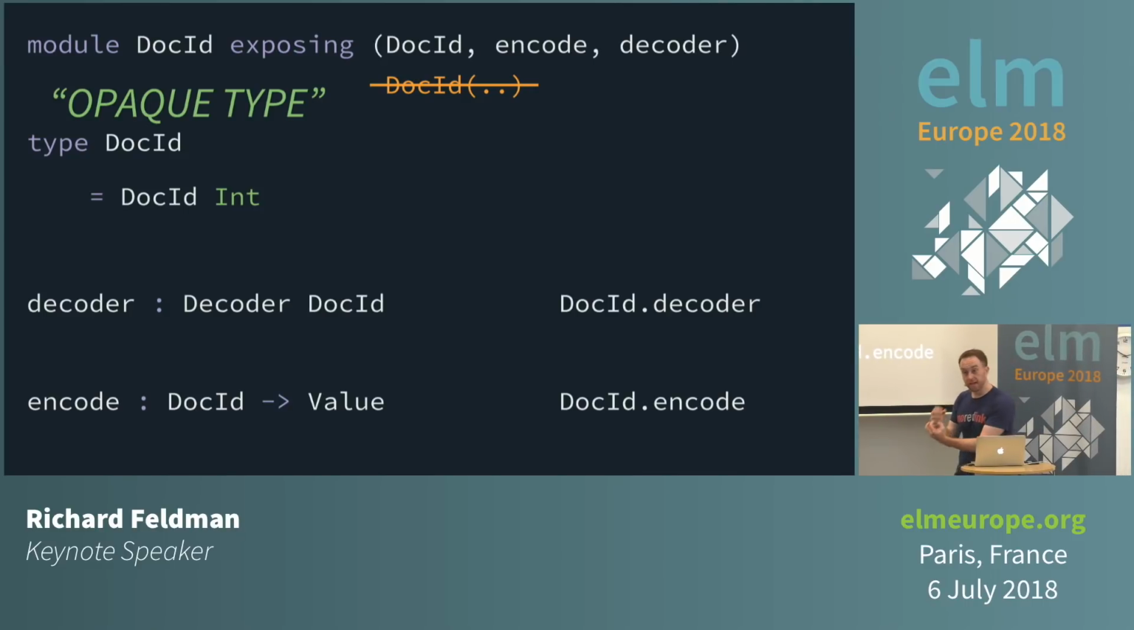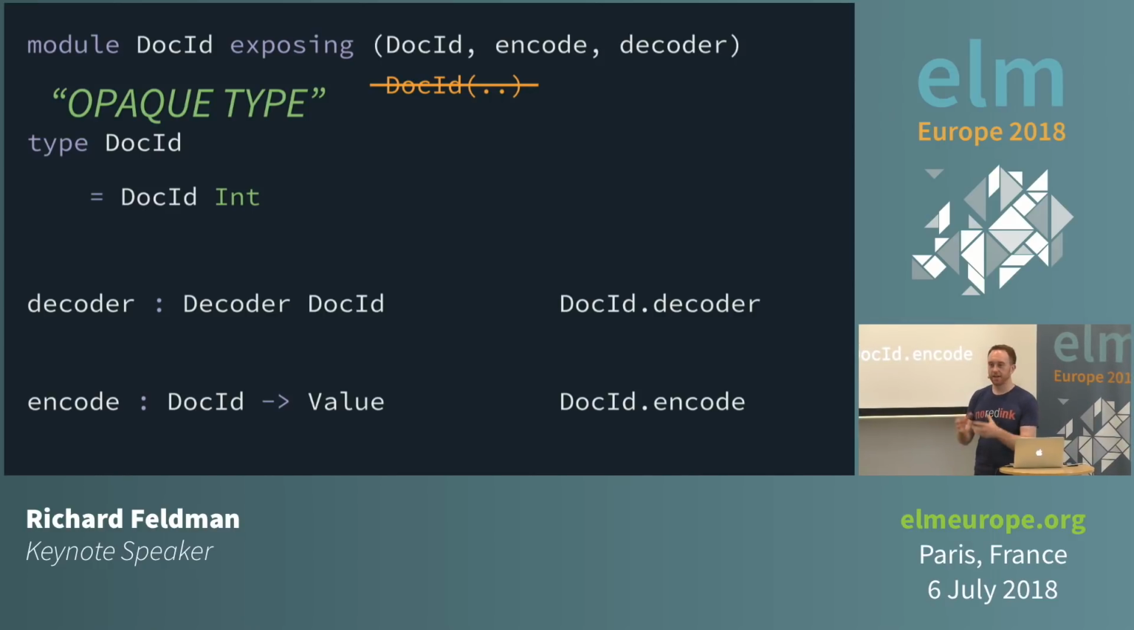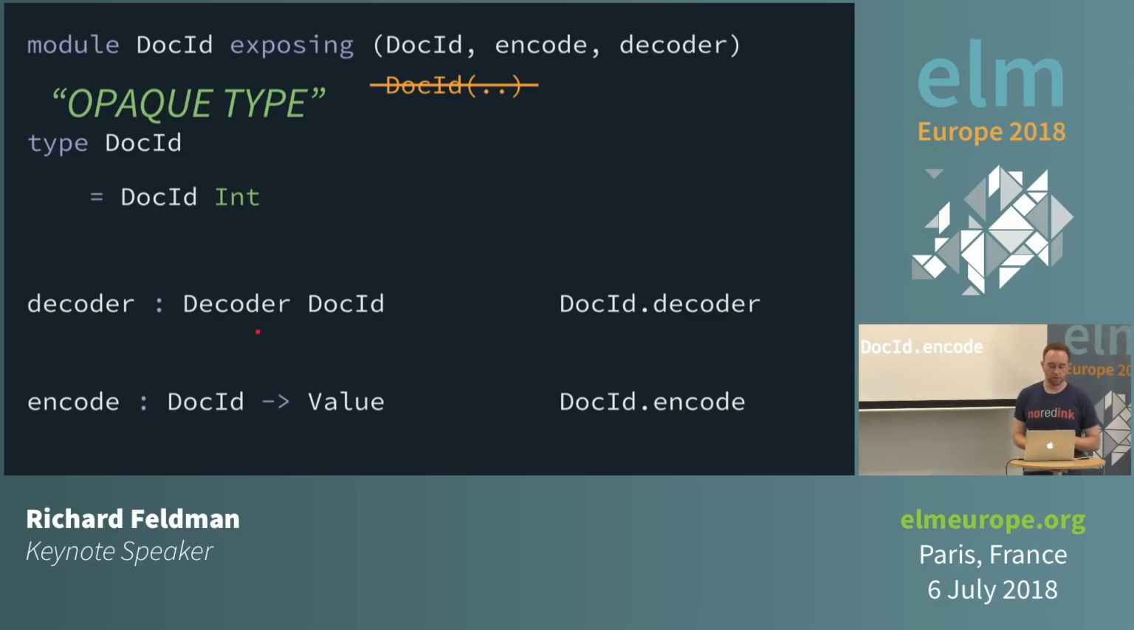You can't look inside of it. You can't pattern match on it to see what's going on in there. And you can't modify it. You can't take it and just say, oh, I'm gonna pattern match to restructure it. All you can do is work with the functions that are exposed that exist in the world that work in terms of that type. So right here I've said, okay, there are two ways to work with doc ID.